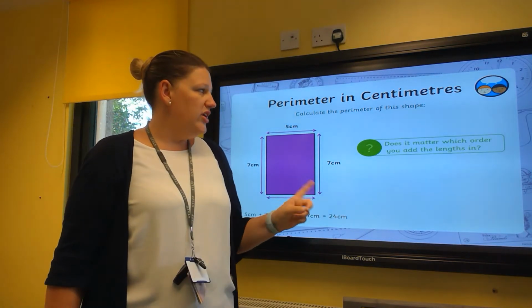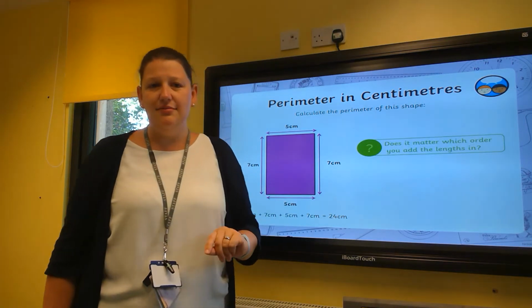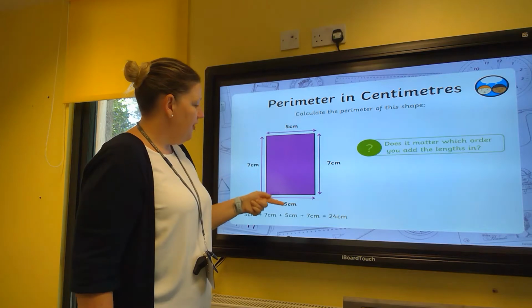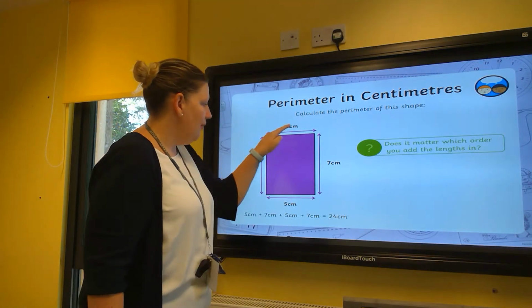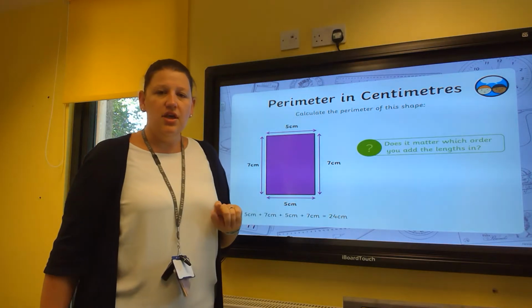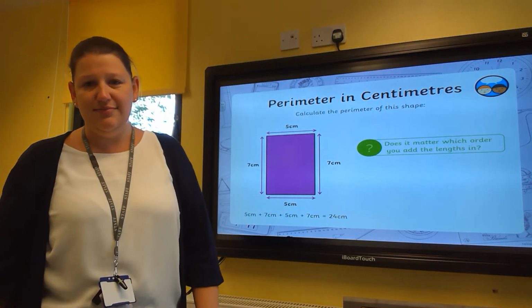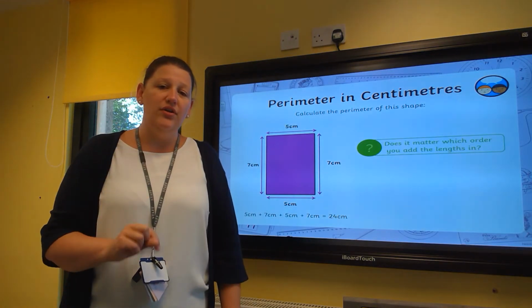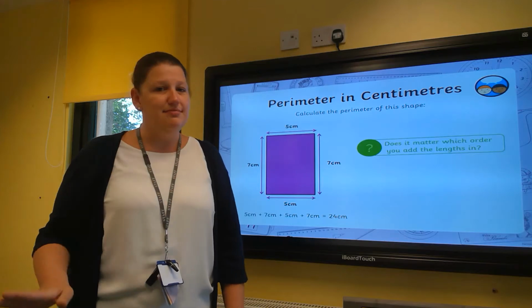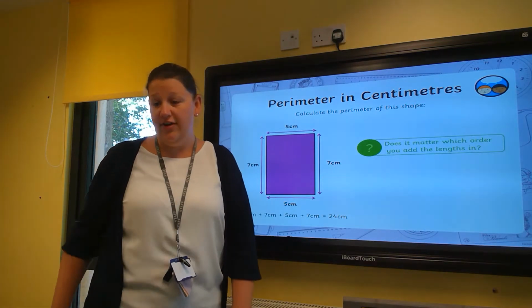Does it matter which order you add the lengths in? Have a little think. When I was adding mine up, I was going 5 add 5. But I told you at the beginning that finding the perimeter is adding up all the way around. So, do I need to add in order, or can I use the quickest method? As long as I add all of the lengths together, it doesn't matter which order I add them in. I can add them in whatever order I find easiest.